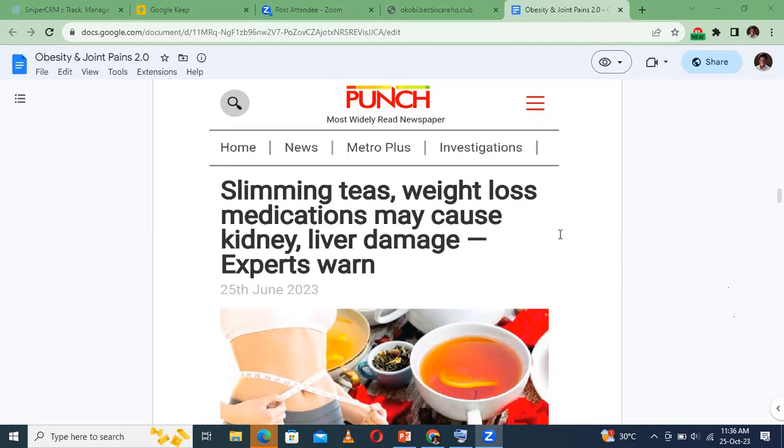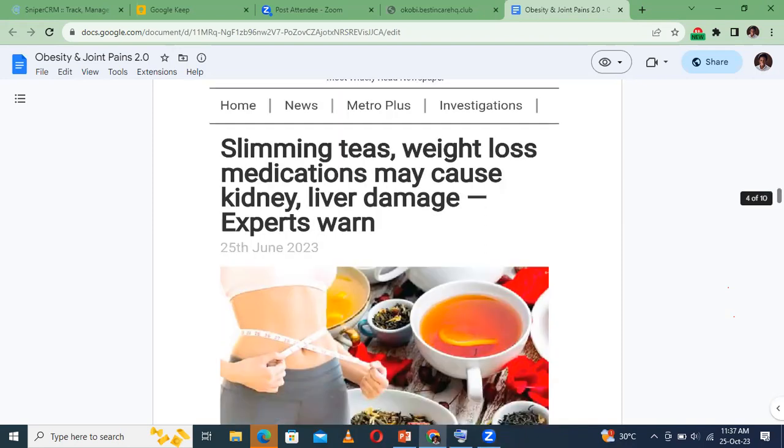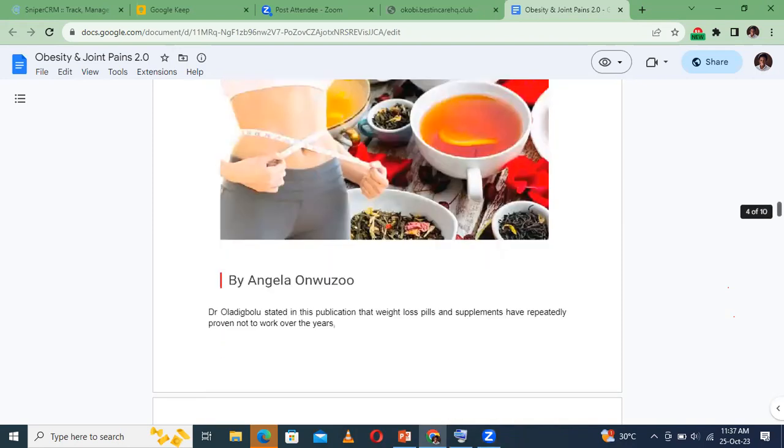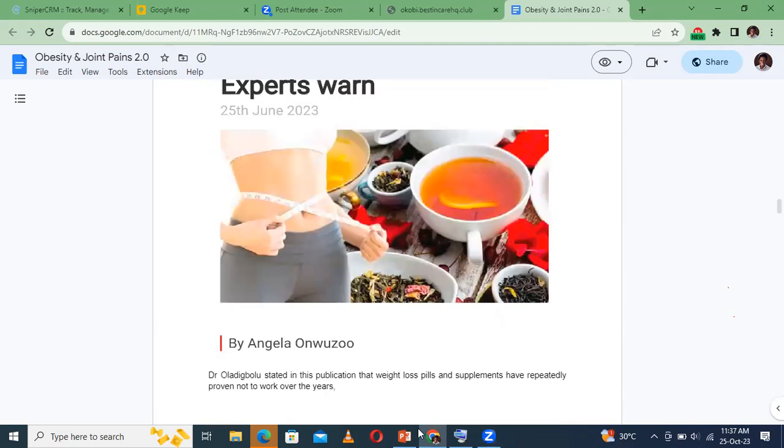Yeah, so I went to look for this publication that backed up what I was saying. Slimming teas, weight loss medications may cause kidney, liver damage, experts warn. So I just quickly put the headline, no need for any long story. So who can tell me what number we are now? Look at it well. What number are we now?